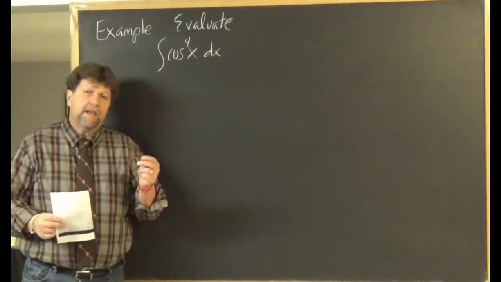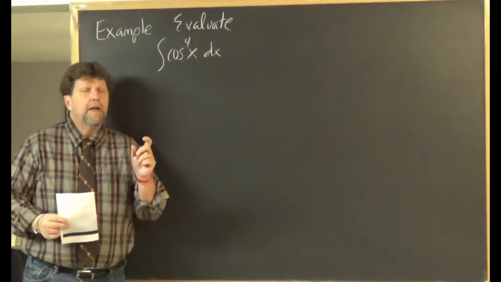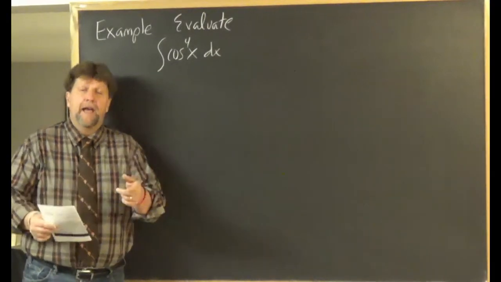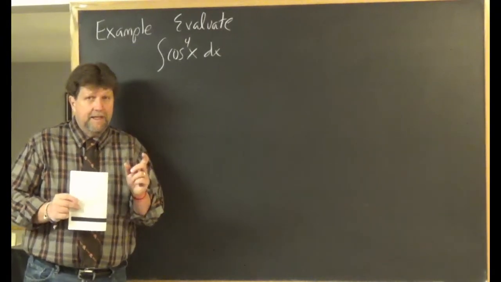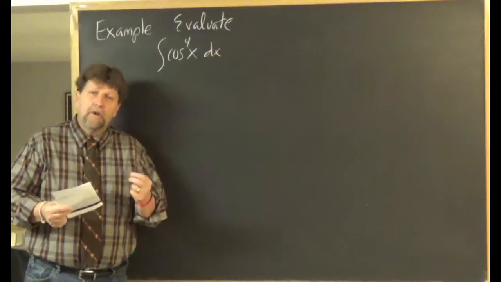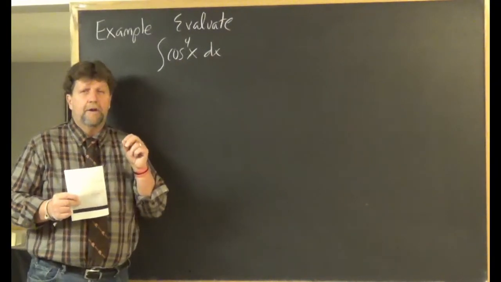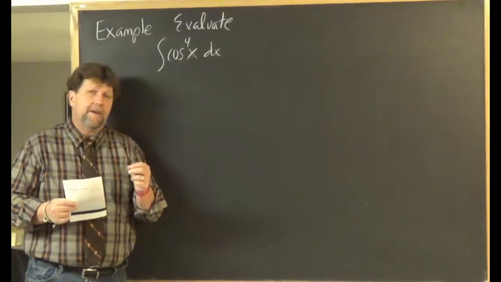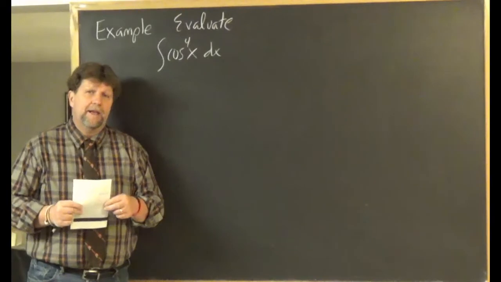In the first example, we had a single trig function and the exponent was odd. I asked you to do a homework problem that had a single trig function as the integrand, and the exponent was odd. Now we're looking at what happens if you have a single trig function in the integrand and the exponent is even. Here's how you need to attack something like this.